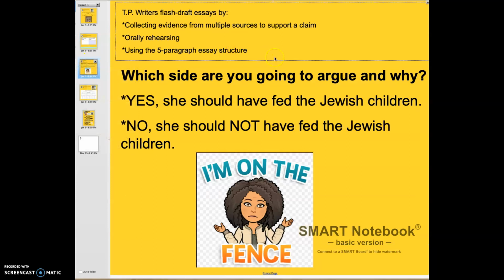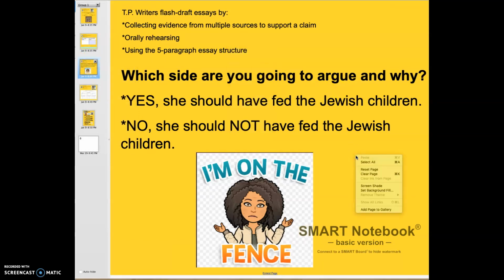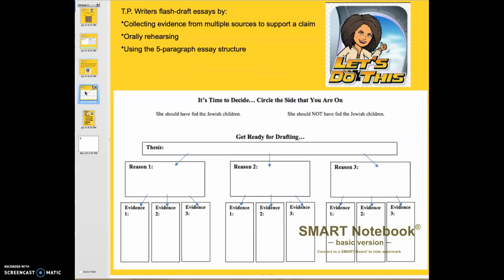Next, we want to choose a side. Which side are you going to argue and why? Yes, she should have fed the Jewish children, or no, she should not have fed the Jewish children. It's time to decide. Once you're done choosing a side, you want to dive into planning your opinion essay.